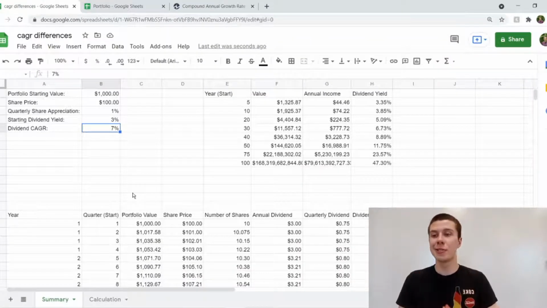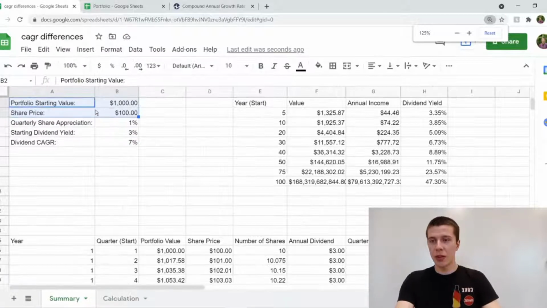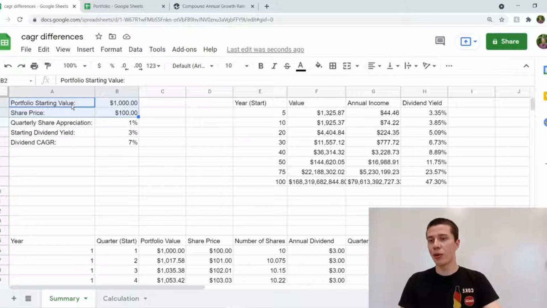So this right here is just a little spreadsheet I put together pretty quickly just to do some simulations or approximations given some conditions that we're just going to assume are true, right? So basically we have our starting value up here. Here, I'll zoom in a little bit. We have our starting value up here, and then we're going to say what the share price is so we can know how many shares we're starting with.